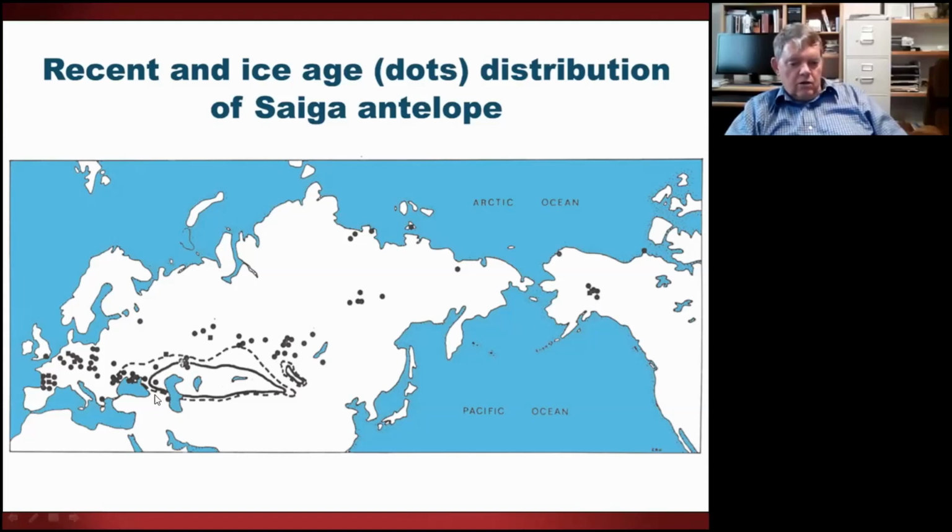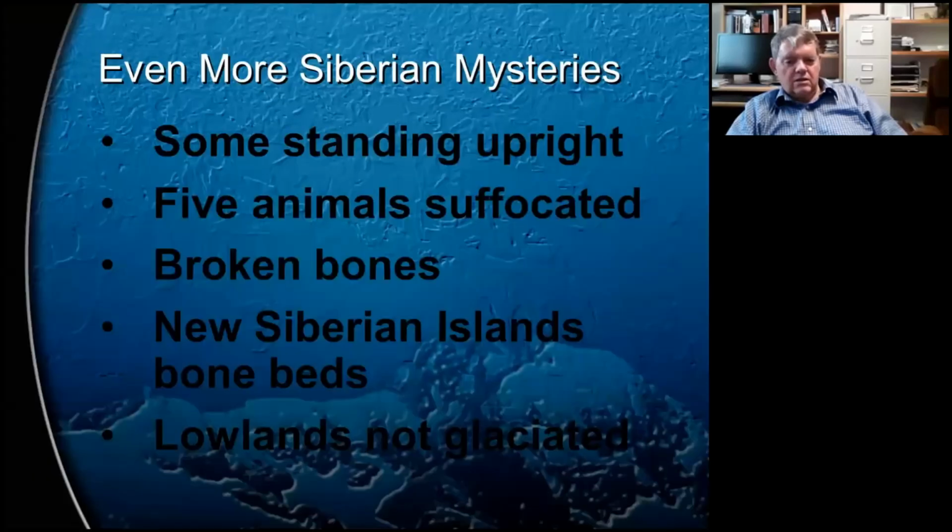Here's the current distribution, the solid circle. The recent is a lot larger. Their habitat is decreasing. But during the ice age, they were in these dotted areas right up in here in central Siberia, northern Siberia, New Siberian Islands, northeast Siberia, central Alaska, northern Alaska, northwest Canada near the coast, again reinforcing the idea that there was no permafrost early in the ice age.